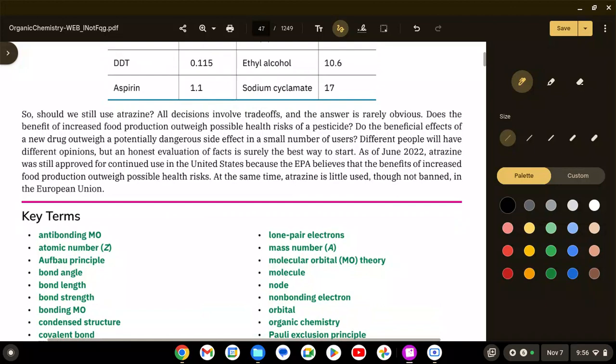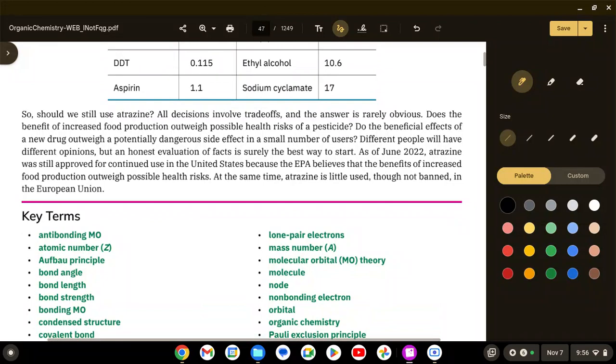All decisions involve trade-offs, and the answer is rarely obvious. Does the benefit of increased food production outweigh possible health risks of a pesticide? Do the beneficial effects of a new drug outweigh a potentially dangerous side effect in a small number of users? Different people will have different opinions, but an honest evaluation of facts is surely the best way to start.